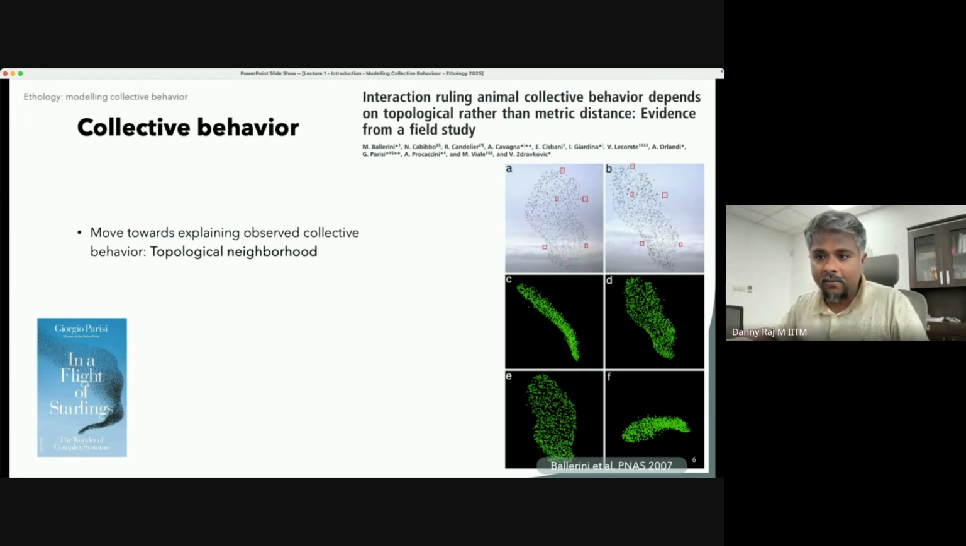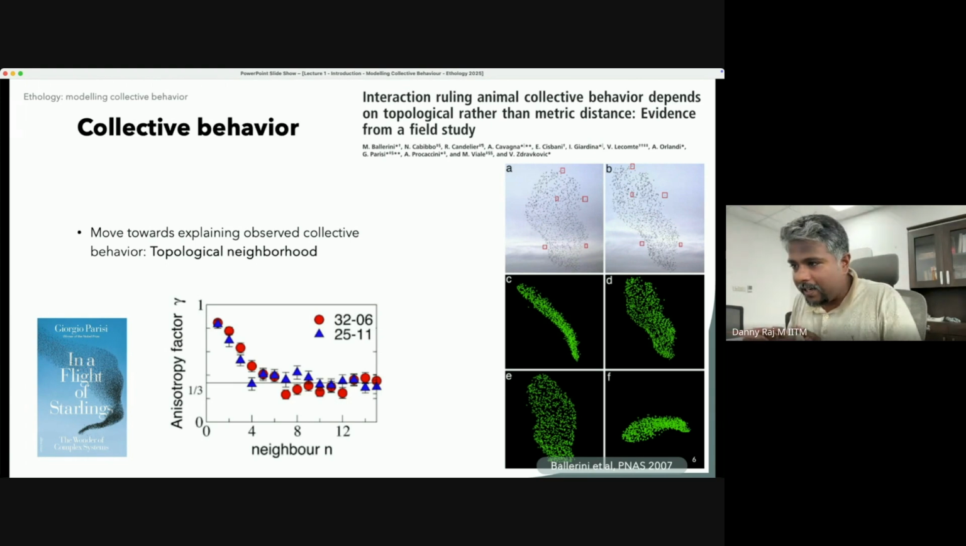And they found something very spectacular. This is a very interesting plot from the paper. I hope you'll go back and check this paper out, and what the anisotropy factor and other things mean. But what they found out was that a bird on average interacts with its 7 closest birds.